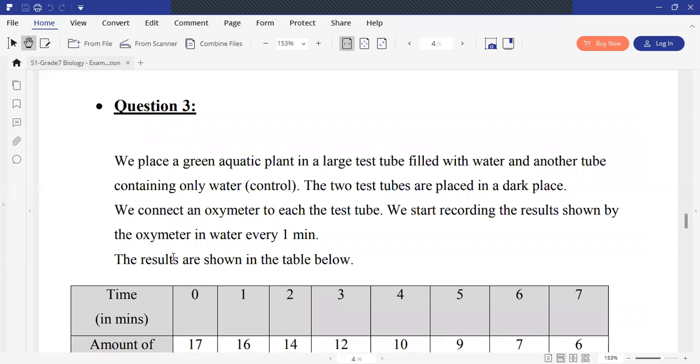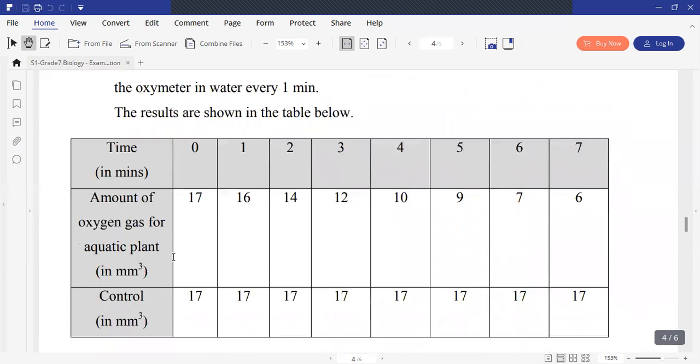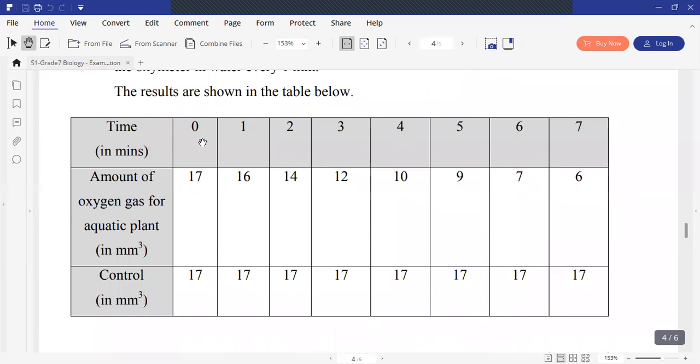We start recording the result shown by the oximeter in water every 1 minute, and the results are shown in the table below. Here are the times 0, 1, 2, 3, 4, 5, 6, 7. Amount of oxygen for the aquatic plant in millimeter cube: 17, 16, 14, 12, 10, 9. As you see here, it's decreasing.